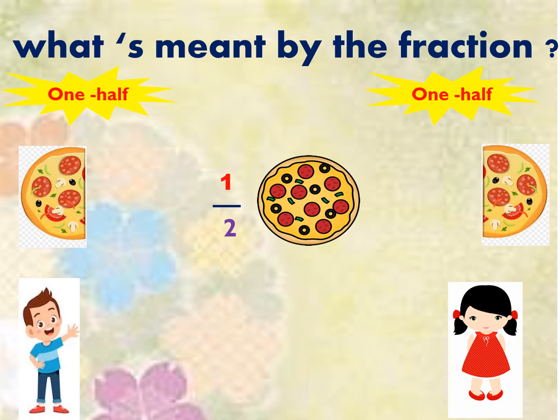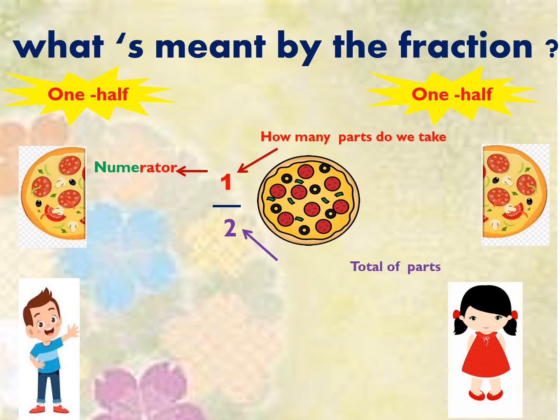Okay? And 1 means how many parts do we take? The boy takes 1 and the girl takes 1. So I will write 1. And 1 is called the numerator. We can divide the word, numerator. Okay? And 2 means the total of the parts, that the pizza is divided into 2 parts.